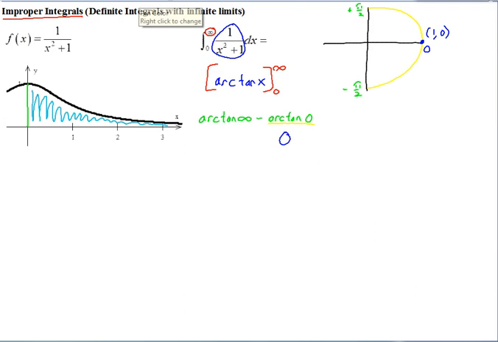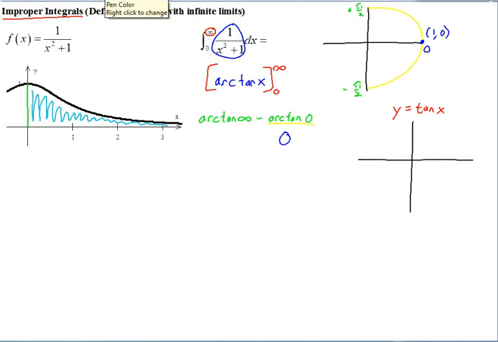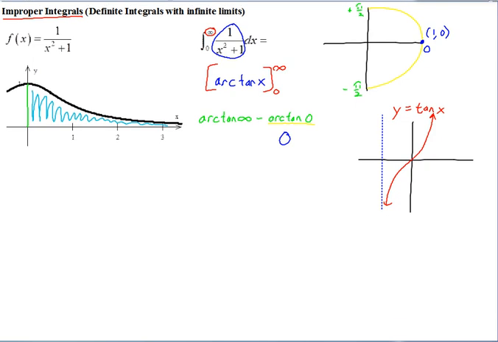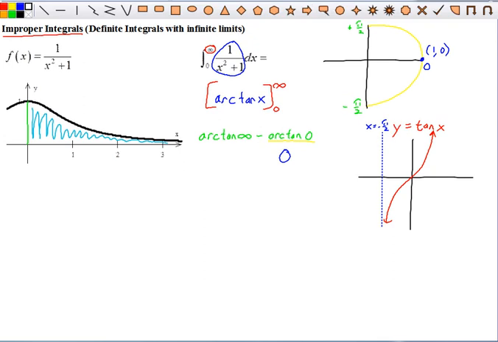So let's first think about what the graph of y equals tangent of x would look like. Remember, the graph of tangent looks like this. Sketch of it. And remember, it's got vertical asymptotes at x equals negative pi over 2 and at x equals pi over 2, because that's where tangent is undefined.